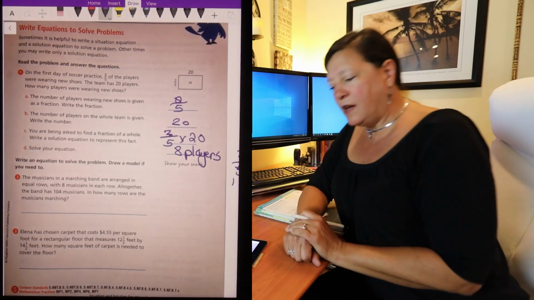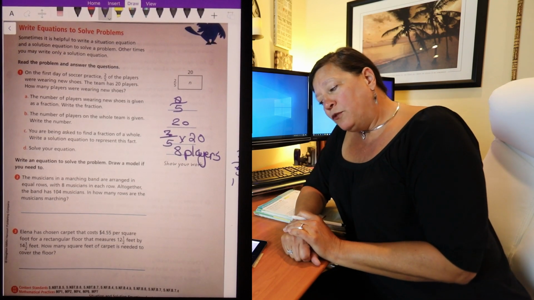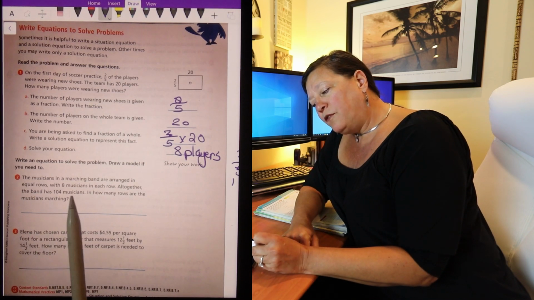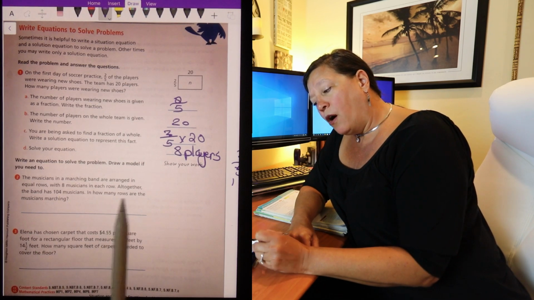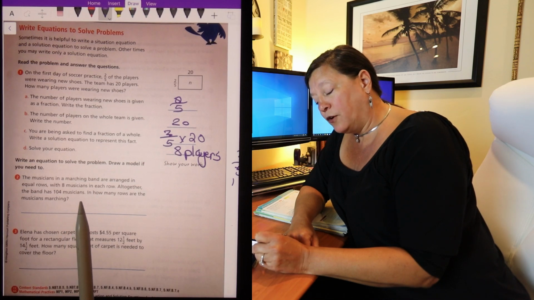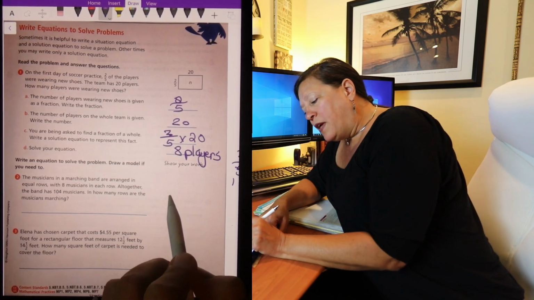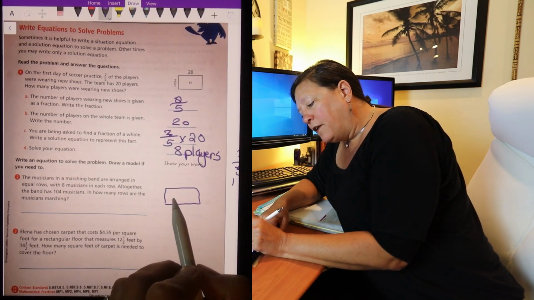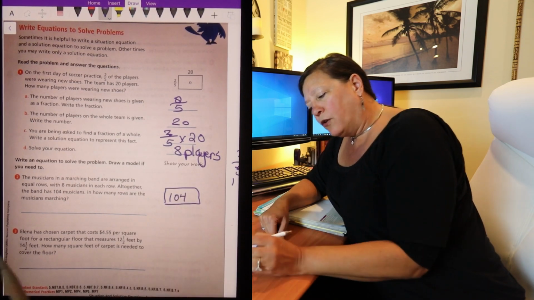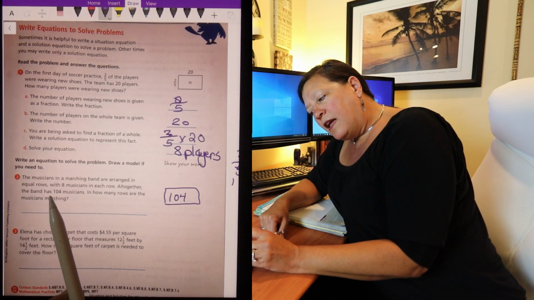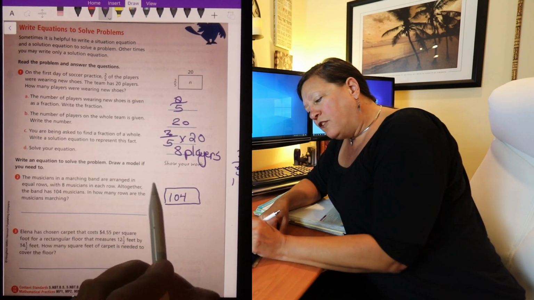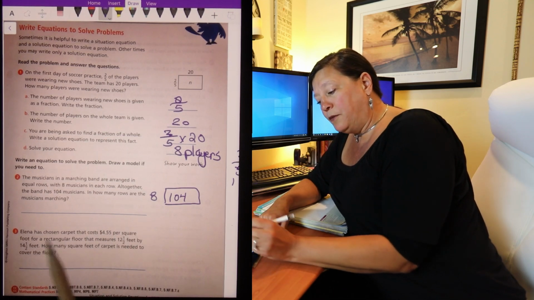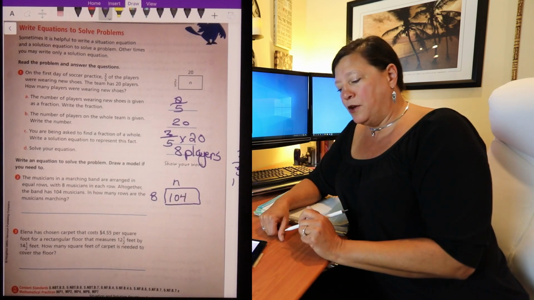Okay, here we go. All right, so number 2: The musicians in a marching band are arranged in equal rows with 8 musicians in each row. All together, the band has 104 musicians. Okay, so if we were to use this model box like they have at the top there, we know there are 104 musicians, right? And there are 8 musicians in each row. The question is, how many rows are the musicians marching? So that is our unknown.